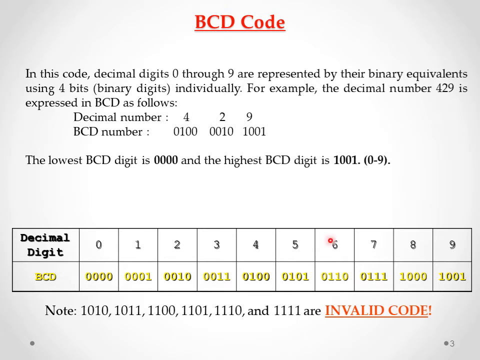So this is the truth table for the decimal digit and the BCD equivalent. The 0 to 9 combinations are used for the BCD code. So in this BCD code, 10 to 15, a total of 6 combinations, are there. These 10 to 15 combinations are invalid codes.